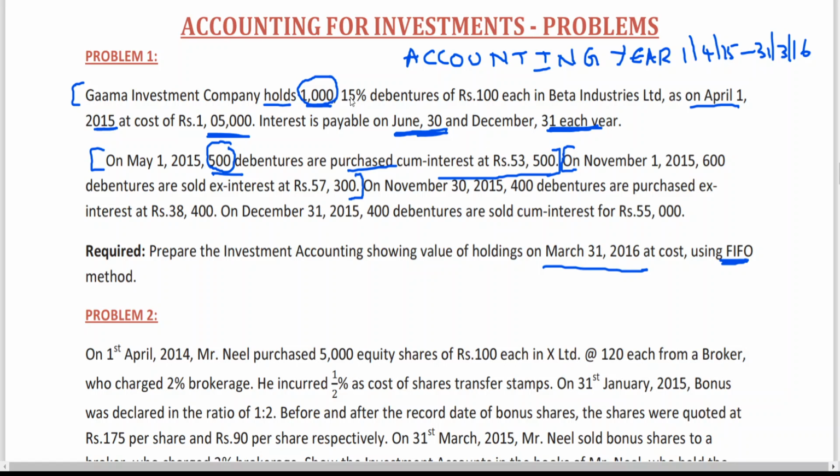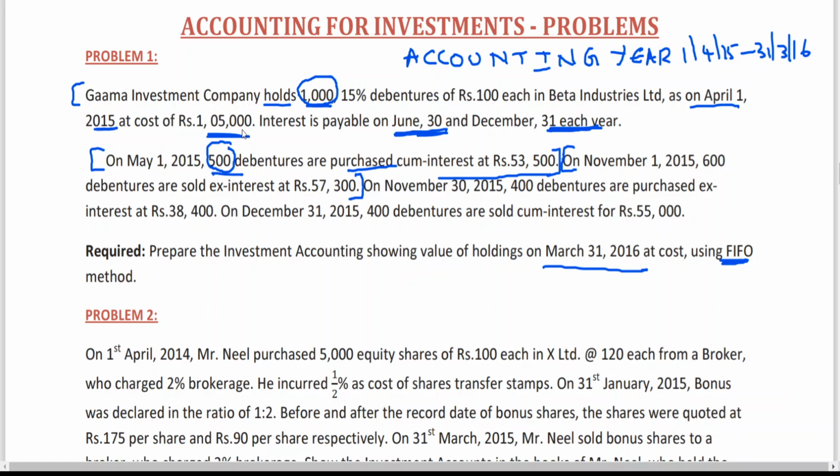Under FIFO method, first in, first out. Opening balance, you will be selling the debentures from opening balance. It is fair and reasonable to assume that generally we wish to clear off the old one first. Under FIFO method, the opening lot is being sold. Out of that opening balance of 1,000, what is the cost price of 1,000? It has been given as 1,05,000. This is simple.